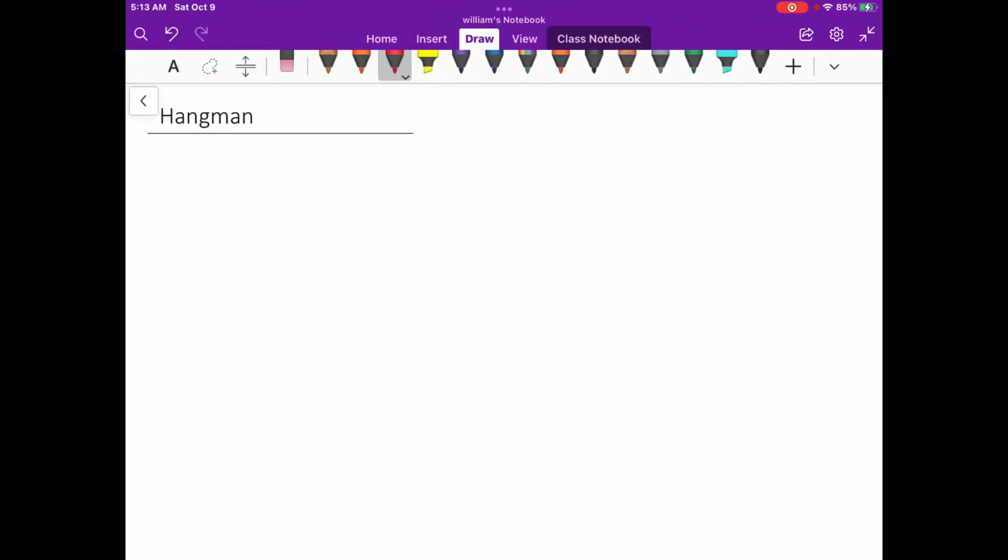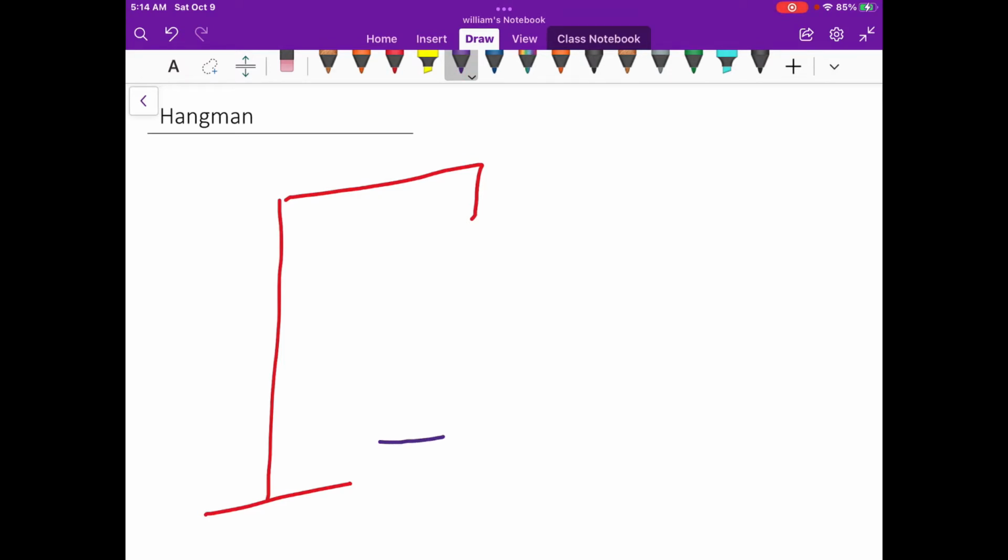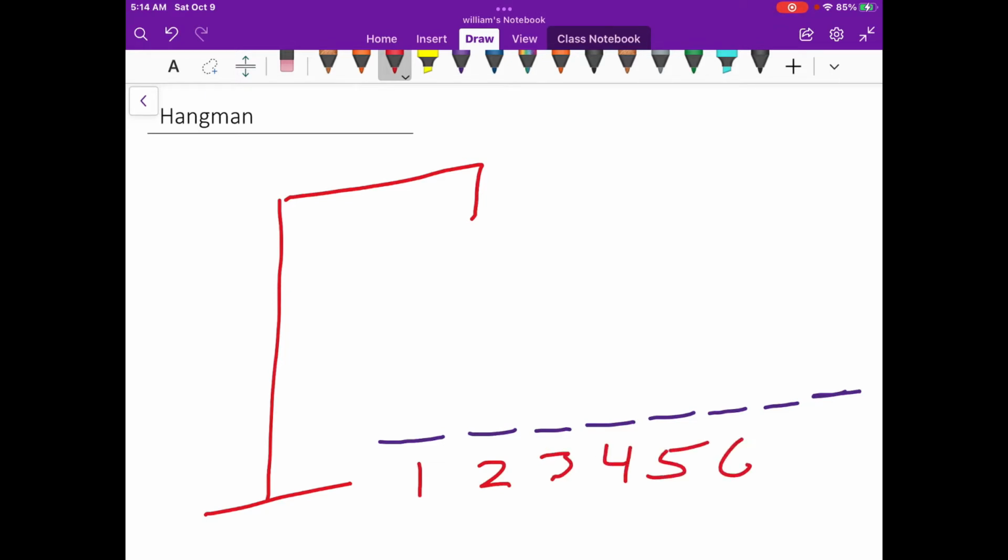Okay, I would first draw the hangman stand, which looks like this. Basically like this. And then I would draw the amount of lines on the board corresponding to the number of letters in the word. So I'm going to use the word sandwich in my example here. So I'm going to draw 8 lines. And then sometimes I would draw the numbers underneath here so the kids know how many letters are in the word. So it's going to be 8 letters to this word.